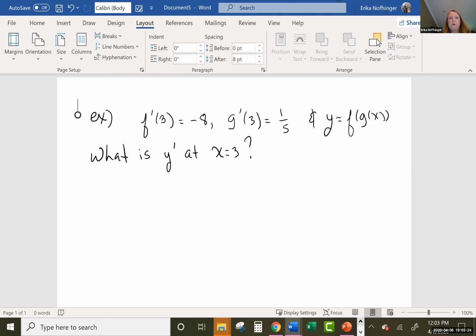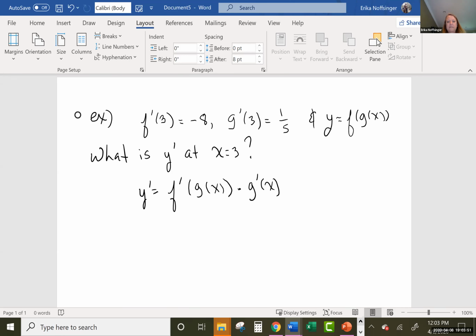So I noticed that y is a composition of two functions. And so when I take the derivative of y, we need to use the chain rule. And so that is the derivative of the outer function of our inner function, g of x, all times the derivative of our inner function, g of x.